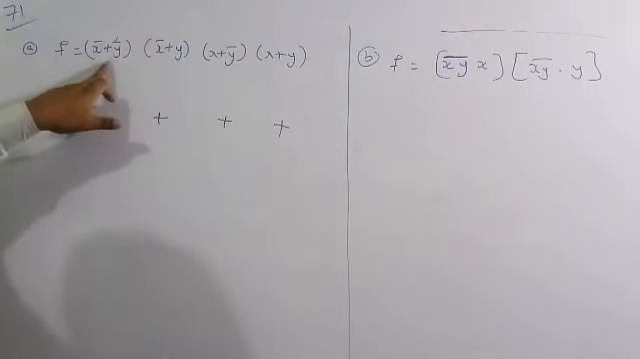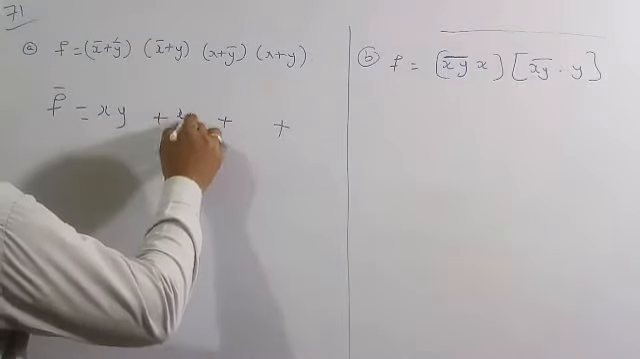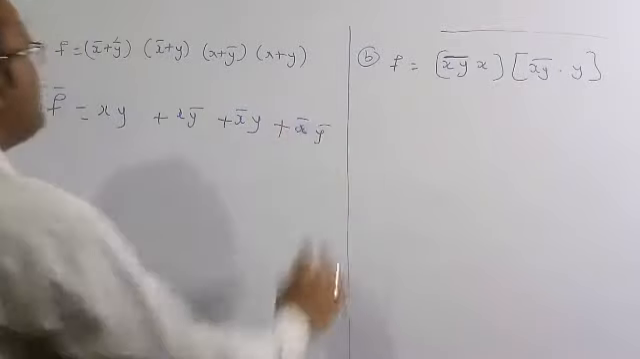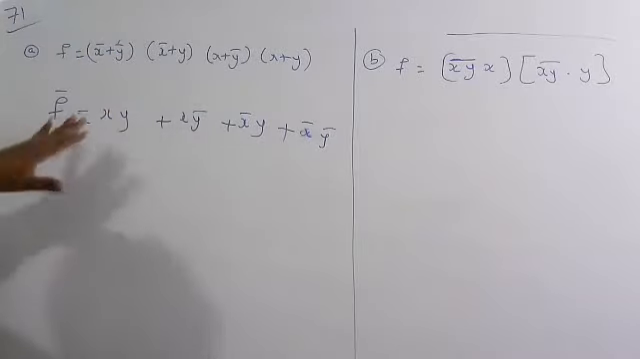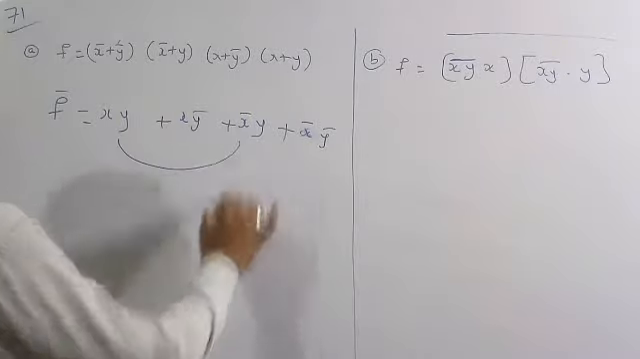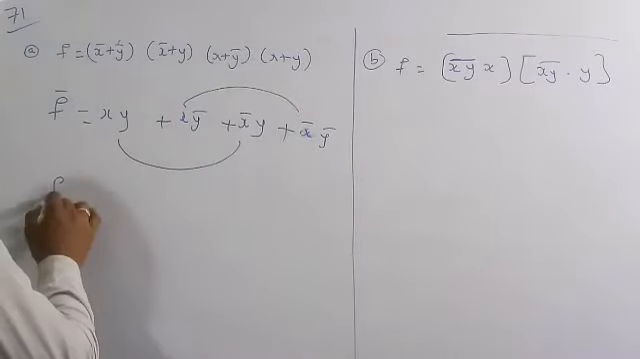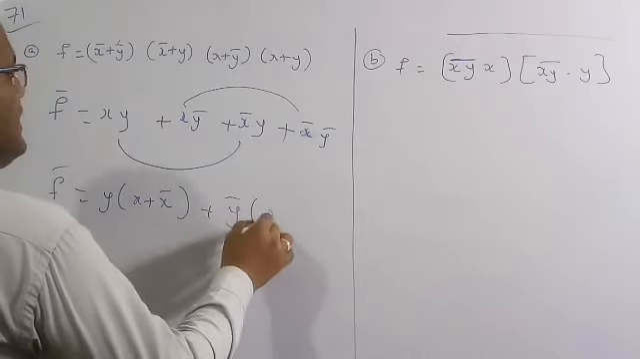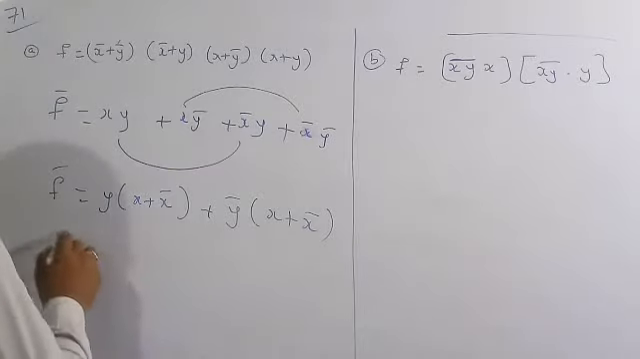If you do the complement, the terms will be like this: x y, x y bar, x bar y, and x bar y bar. You need to do the complement of each, where OR goes to AND and AND goes to OR. This is the expression you are going to get. Now from the first two terms I take y as common, and from the other two terms I take y bar as common. So f bar is equal to y into (x plus x bar) plus y bar into (x plus x bar). Since x plus x bar is 1, f bar is equal to y plus y bar.